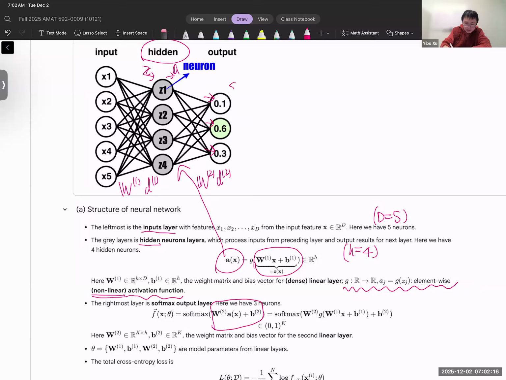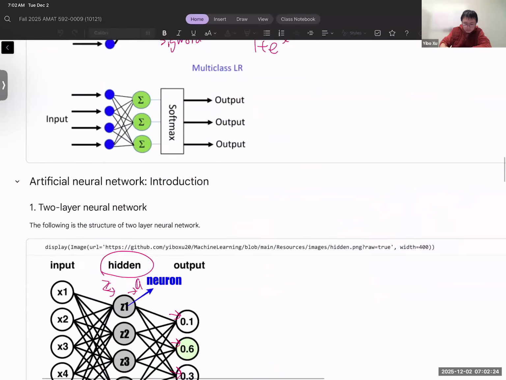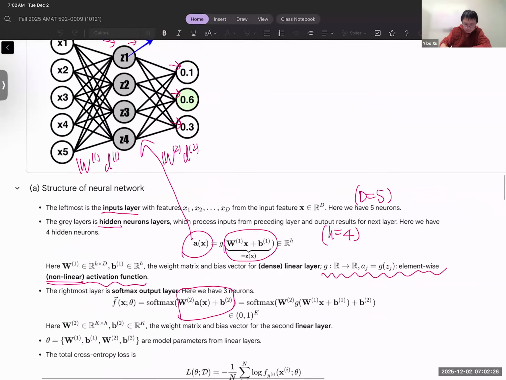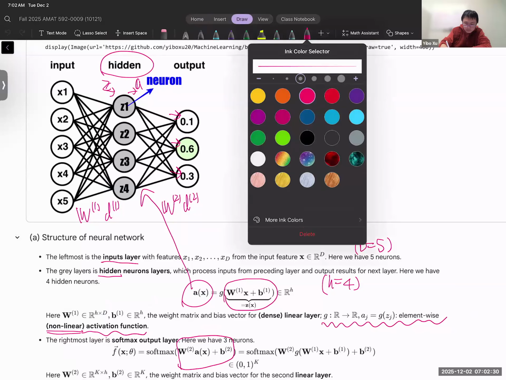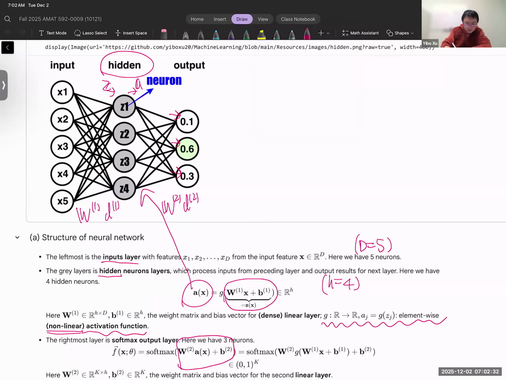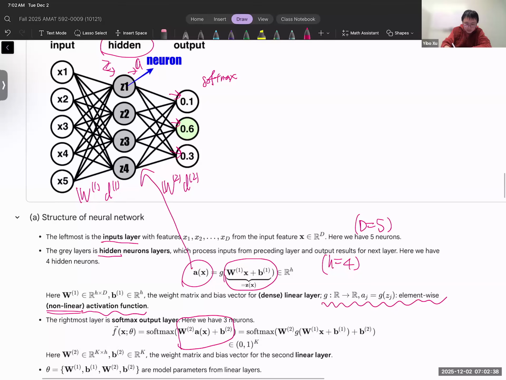So softmax. That's the activation for the output.